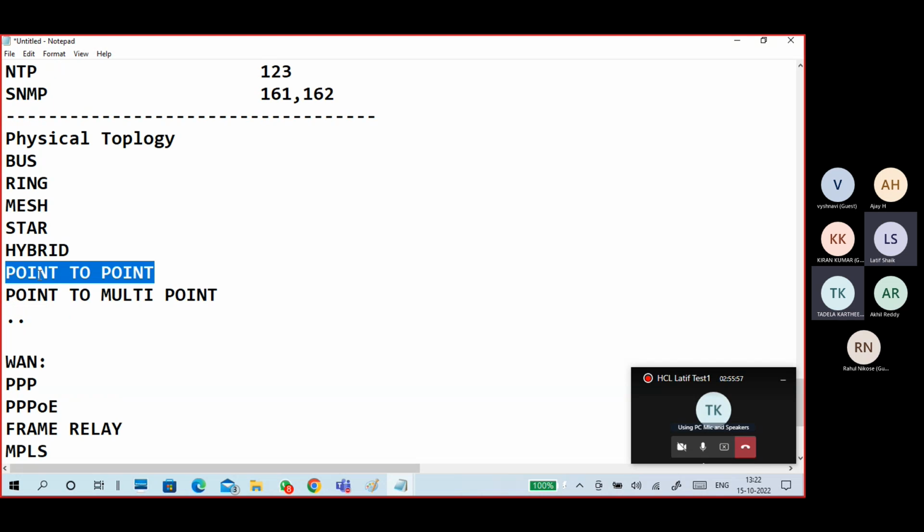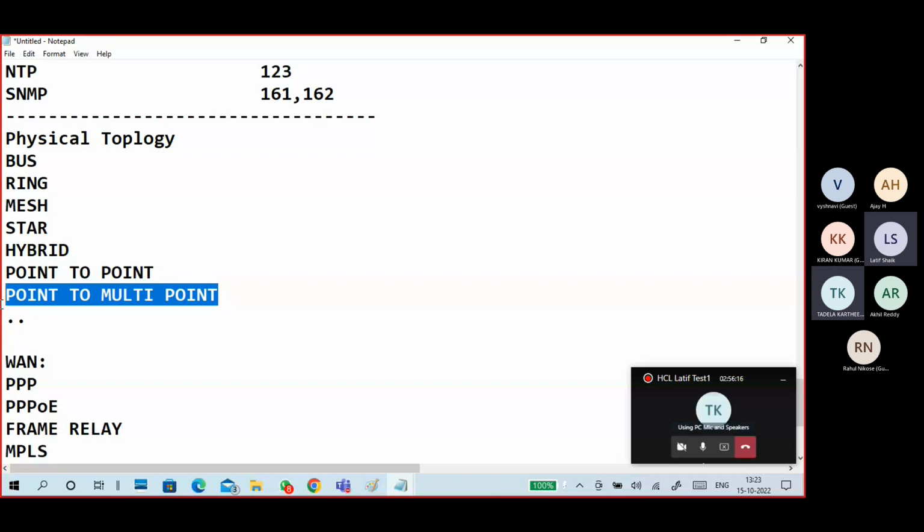You have a device and another device that are connected directly, usually router to router in a serial port connection. Point to point is generally one router connected directly to another router with a serial connection. Or one router is connected to multiple routers with different serial connections, that is point to multi-point.